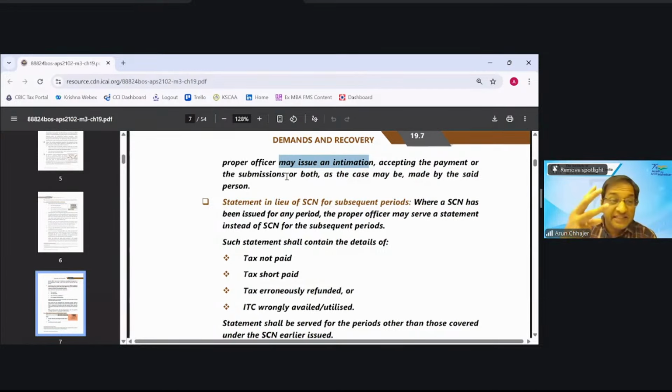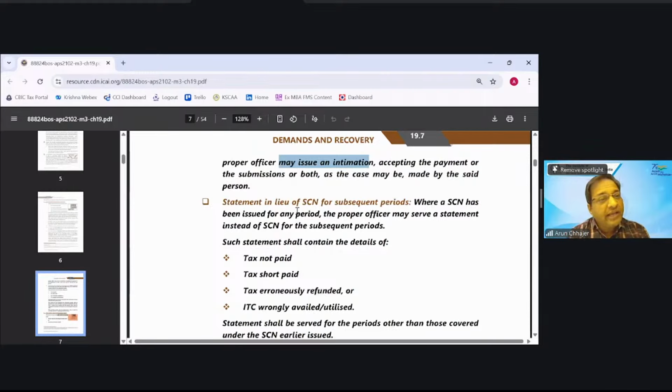Like earlier, there were 3 slabs, 15% before SCN. Whatever the tax is demanded under section 74, the penalty would be 15% if it is paid before the show-cause notice. After SCN, 25%. After order, 50%. Yeah, after the expiry of the 30 days from the SCN, it will be 50%. तो अब पेनल्टी का कंपोनेंट, पेनल्टी का परसेंटेज चेंज हो गया. That is the reason they were required to issue the show-cause notice. बिफोर सो कॉज नोटिस मतलब प्री एससीएन, स्टेटमेंट इन ल्यू ऑफ द एससीएन फॉर द सब्सिक्वेंट पीरियड.